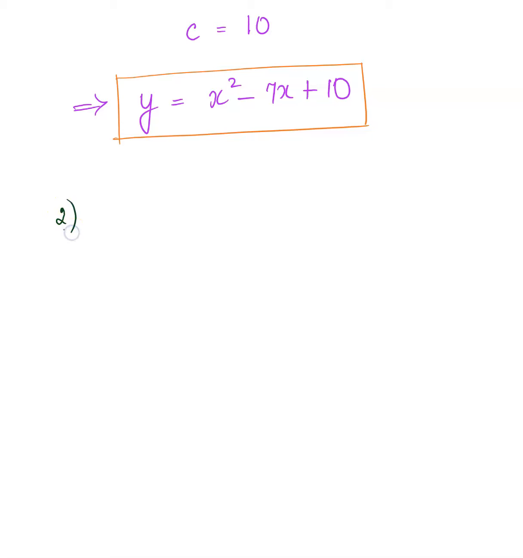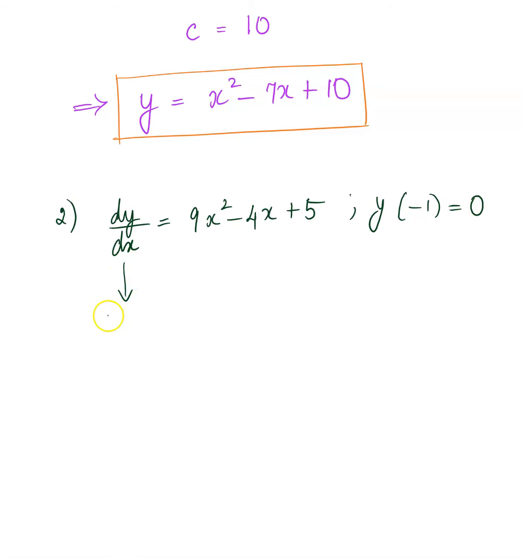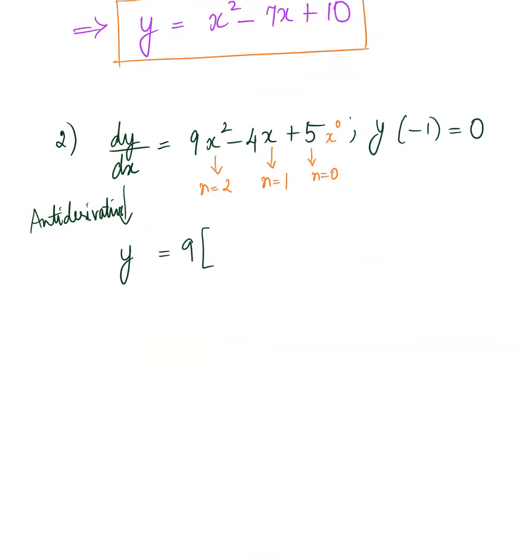So this could be our second question, and here we have dy over dx given to be 9x squared minus 4x plus 5, and the condition is y of negative 1 equals 0. So taking the antiderivative, that becomes a y, and then this is 9 times, n is 2, for the 4x n is 1, and for the 5, n is 0. Think of it as x power 0, because anything power 0 is 1, right?